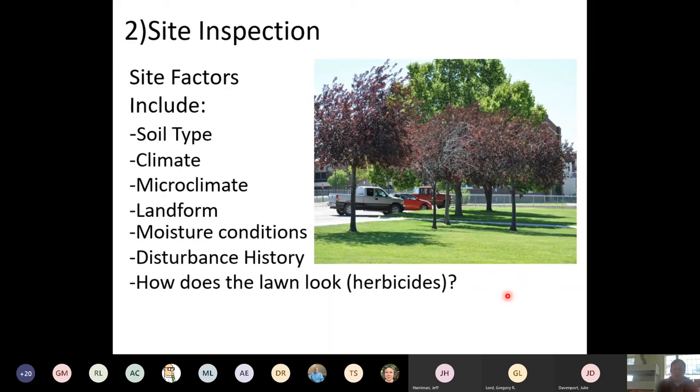Disturbance history, again, we talked about that a little bit earlier. Soil disturbance, any kind of digging or soil compaction can all have an effect. And again, how does the lawn look? Always think about herbicides. People use a lot of herbicides in and around their homes, and sometimes irresponsibly. And even when you try to use them responsibly, you can still make mistakes.